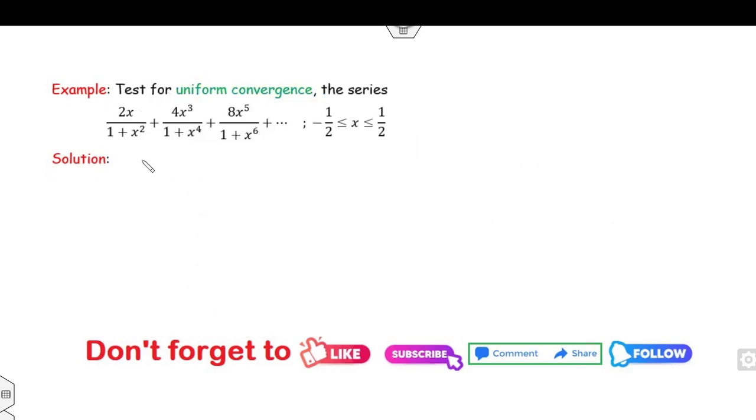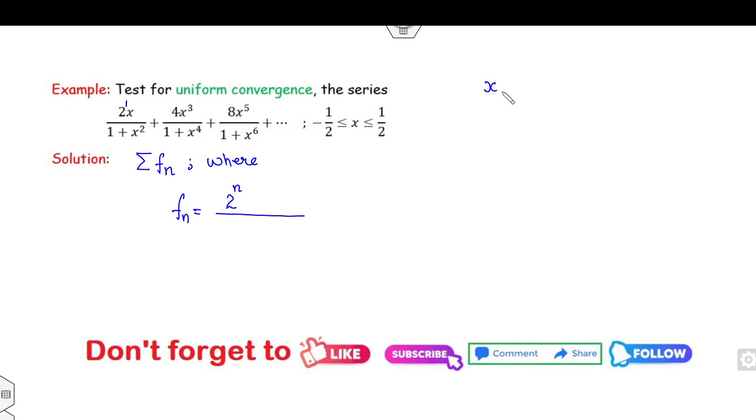Test the uniform convergence of the series. So in this case, your target is to write the value of fn firstly. Now you can see that, how can you write the value of fn? It's 2, it's 4, so 2 raised to power 1, 2 raised to power 2, 2 raised to power 3. So 2 raised to power n.